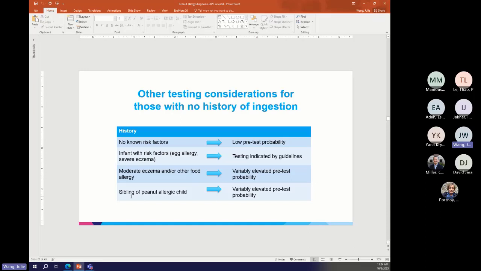And then finally, a sibling of a child with peanut allergy, that child, if they themselves have no known risk factors, they are probably not at higher risk for peanut allergy. But depending on, again, how long this child has been avoiding peanut because of that sibling, there may be variations in terms of how elevated the pretest probability of having peanut allergy is in this situation or in this family. So discussing all the different factors with the family is going to be really important when deciding to test or not to test this child.